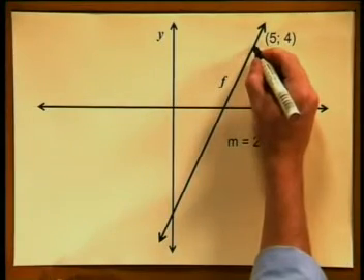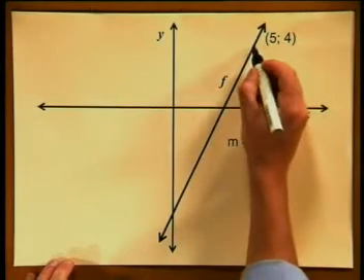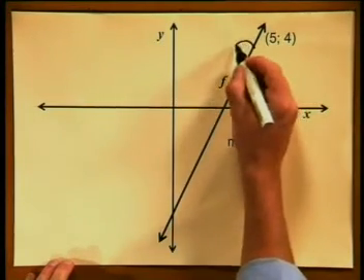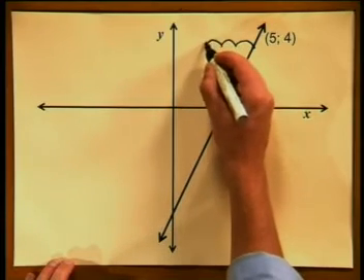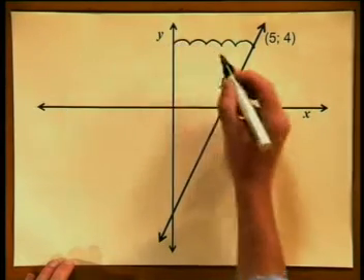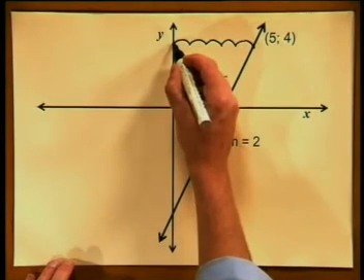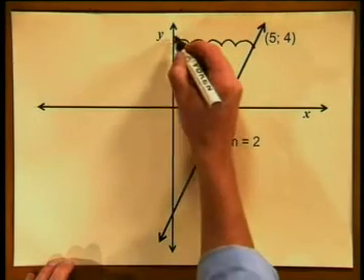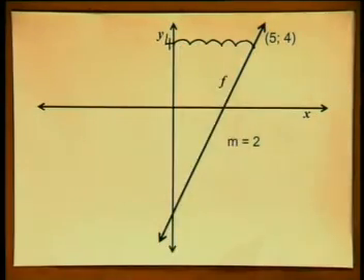Now on the graph, we must use the gradient to walk to the point (0, c). Here's how. From this point here, which is the point (5, 4), I need to walk back 5 steps, 2, 3, 4, 5, to get to the point here where x is equal to 0. At this point, y is equal to 4.